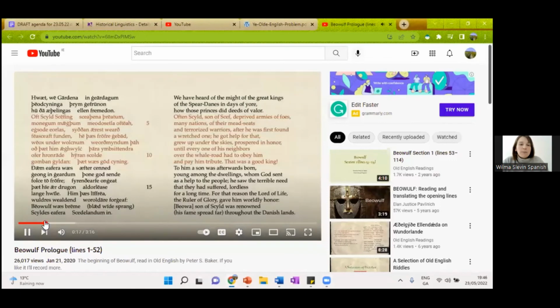Siadra thratum, monigum maithum meldosetla of teach, ezo de erlas, sith an arist worth felshaft fun.